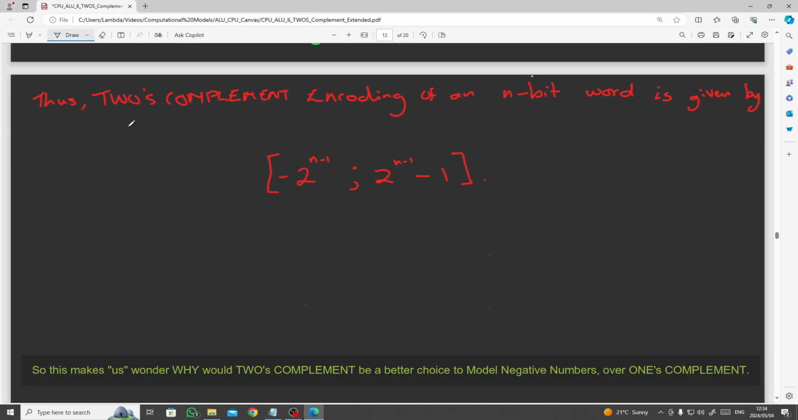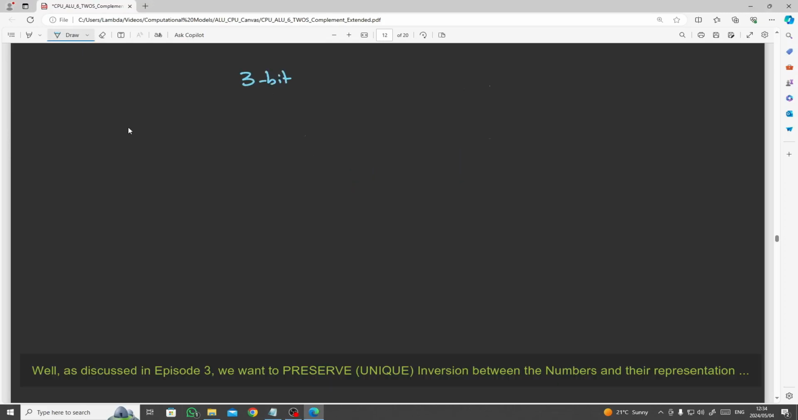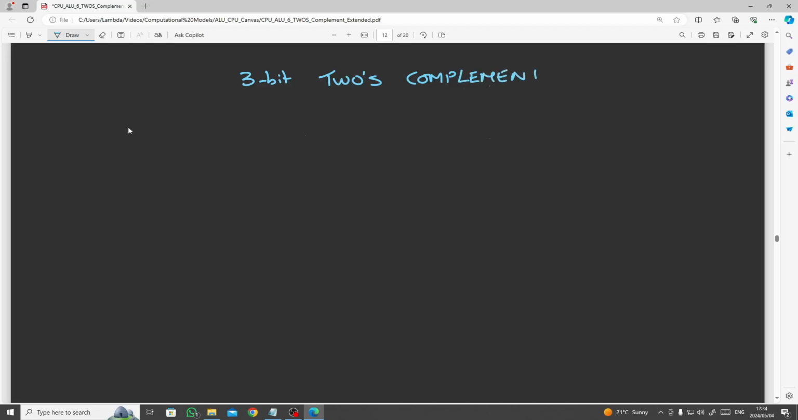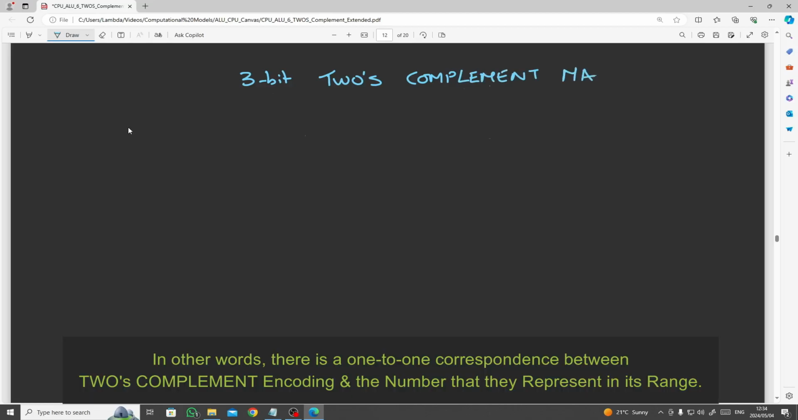So this makes us wonder, why would 2's complement be a better choice to model negative numbers over 1's complement? Well, as discussed in episode 3, we want to preserve unique inversion between the number and its representation. In other words, there is a one-to-one correspondence between 2's complement encoding and the number that they represent in its range.